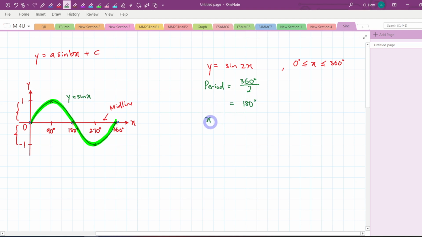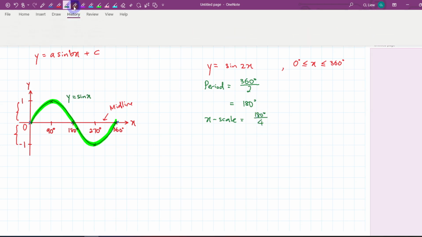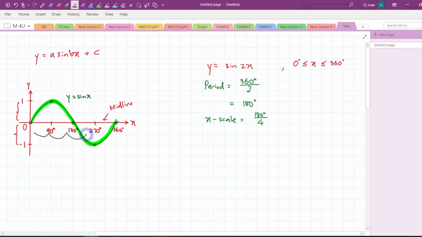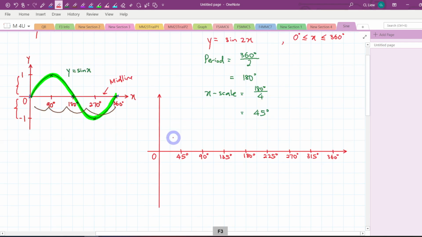And next step, I want to find the x scale. In this situation, the x scale is 90 degree. Now I'm going to take this divided by 4. Why do I divide it by 4? Now this is 1, 2, 3, 4, right? Therefore, I divide it by 4. So this will be 45 degrees. Now I can start to draw the y-axis and x-axis. You will notice that I keep on adding 45 degrees, because that new x scale is 45 degrees.